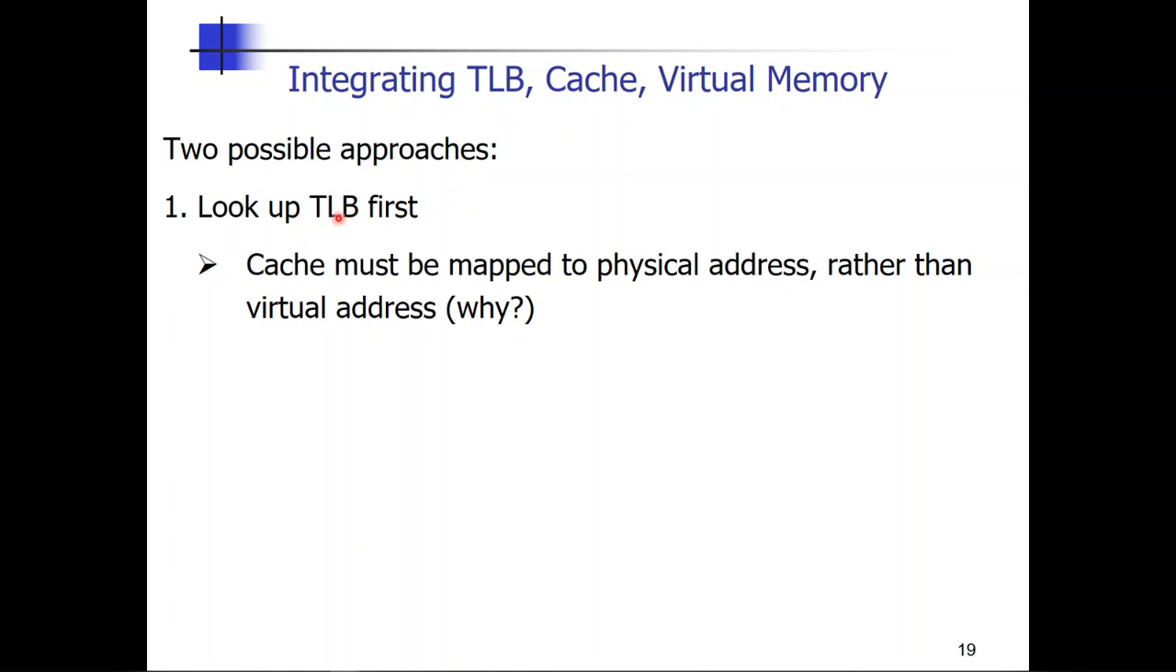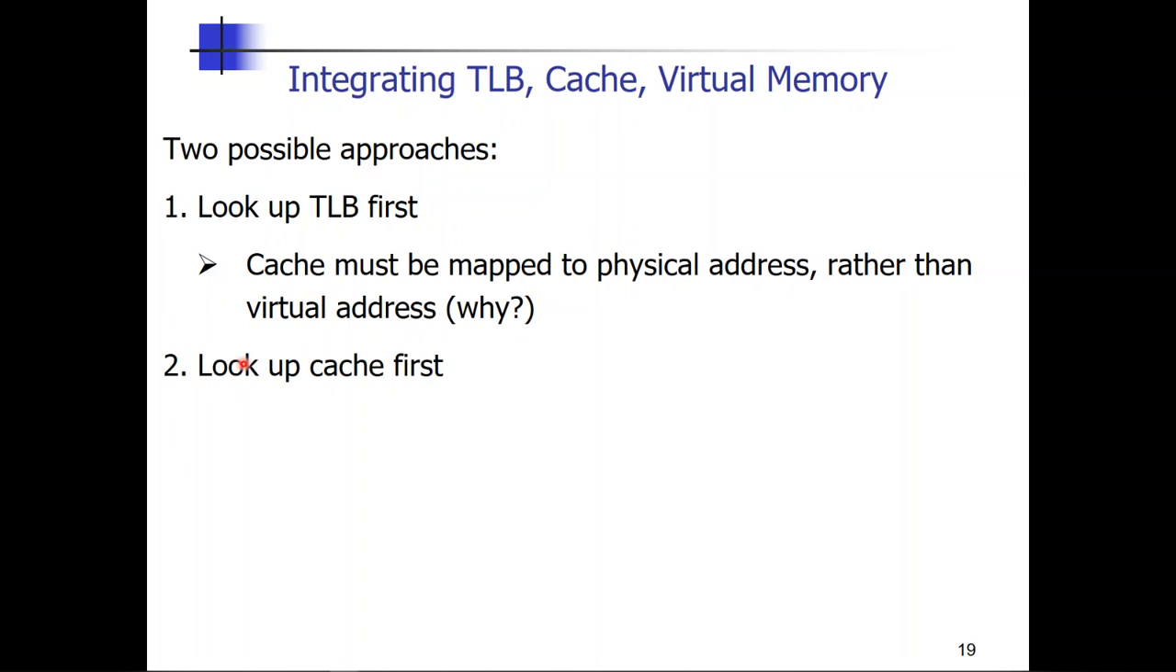for the mapping or translation, that means that the cache must be mapped to a physical address. So to look up things in the cache, we would require a physical address rather than a virtual address. And that is the case because the TLB converts a virtual address to a physical address. After that, if we need to interact with the memory, we have that physical address that we can use to interact with the cache.